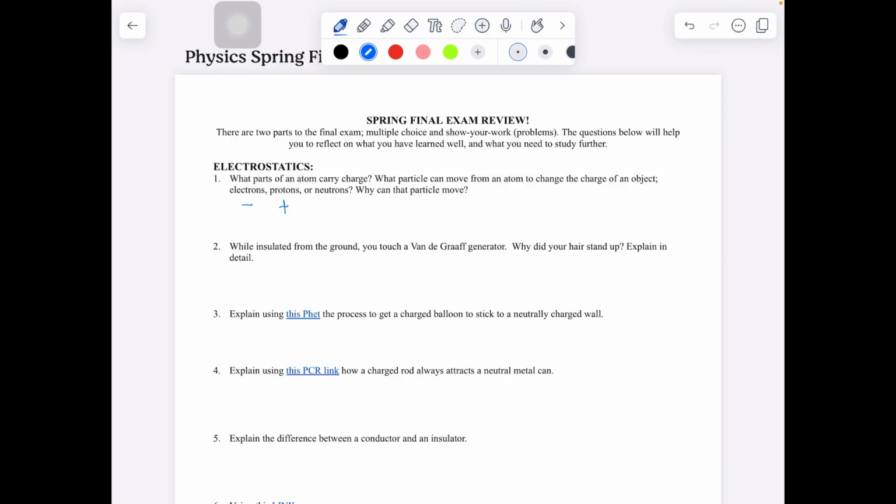Now, what particle can move from an atom to change the charge? That is the electron. Electrons are free to move. Why are they free to move?